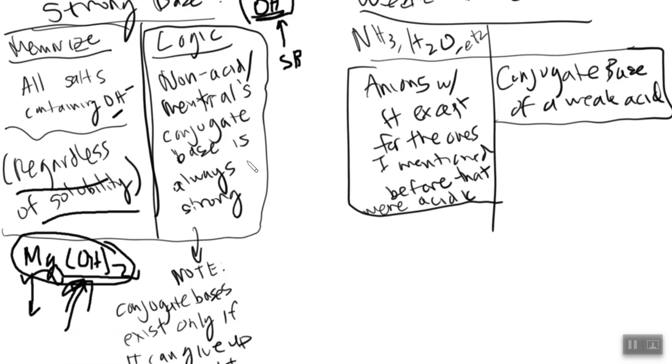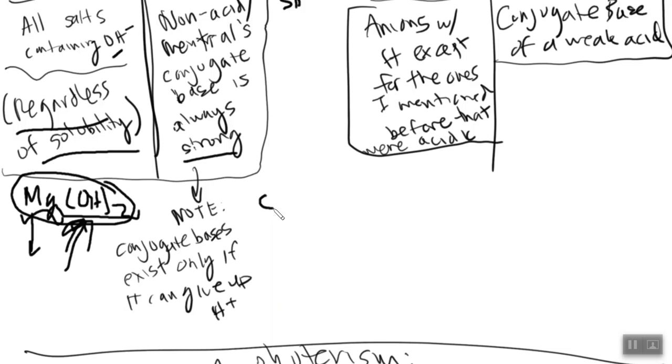Now let's look at the logic. The conjugate base of non-acids, or neutral compounds, is going to be strong. So let's take CH4 as our neutral substance. Look at the conjugate base, which is when you remove an H and put a minus sign. So this is going to be a strong base.